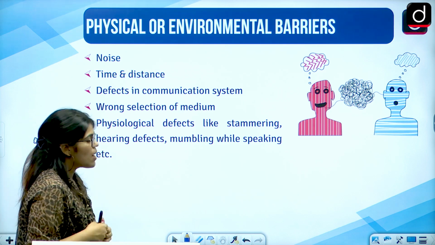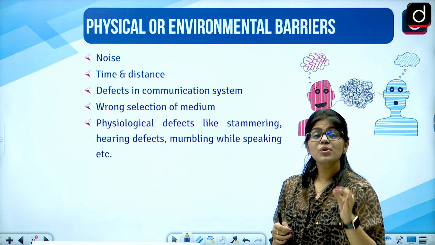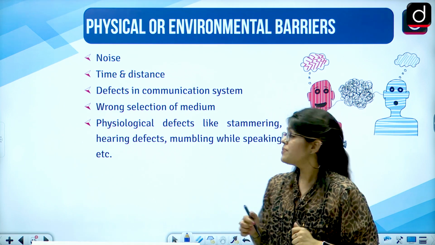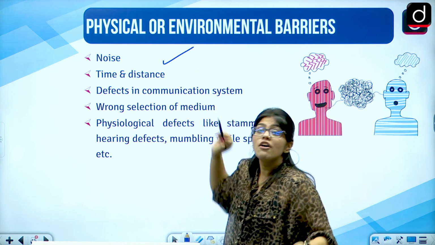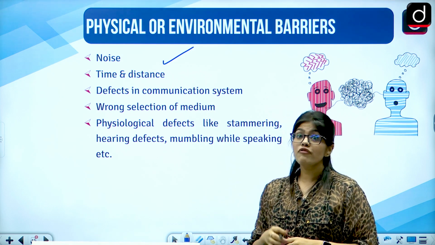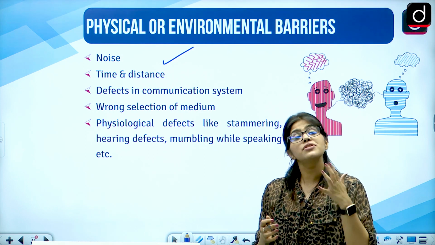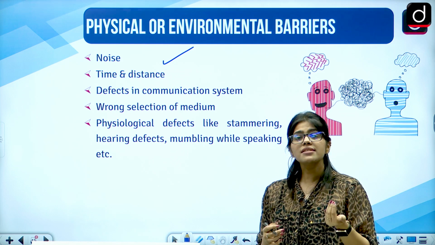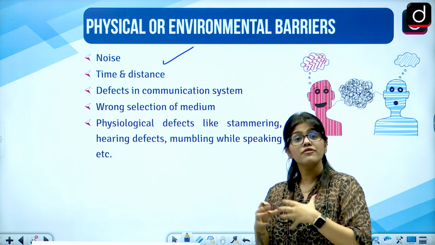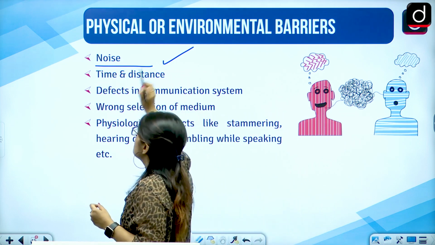So now come the physical barriers, or the barriers in which the environment plays a very important role. For example, noise. For example, I am teaching you, right? I am teaching you and there is a lot of noise at the back, some music being played. Will you be able to listen to what I am teaching? So this is why the minimum amount of noise in the class is important. Otherwise, it can become a barrier.